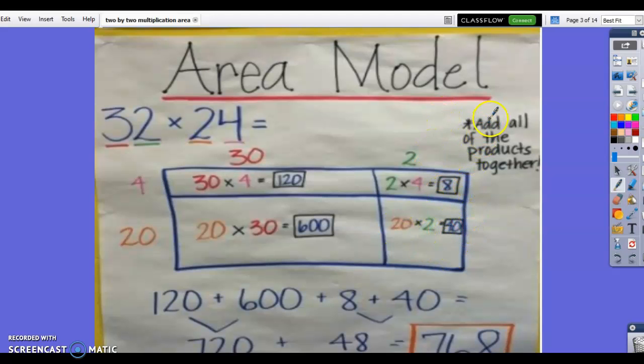The next step is you add the partial products, which is 120, 60, 8, and 4 for a total of 768. Then your answer for 32 times 24 is the same as the partial products being added together, 768. Go ahead and take a moment to get the example in your notes.